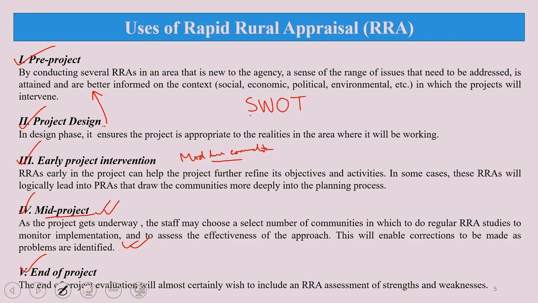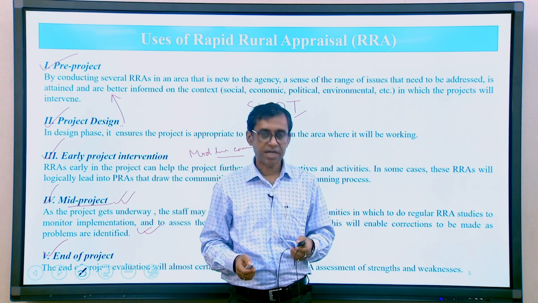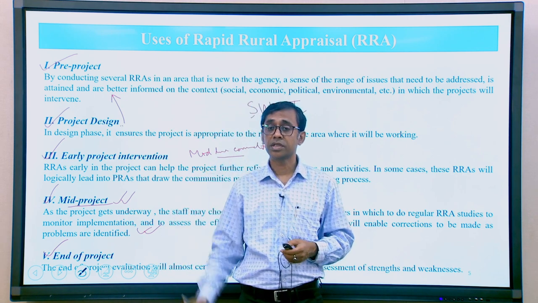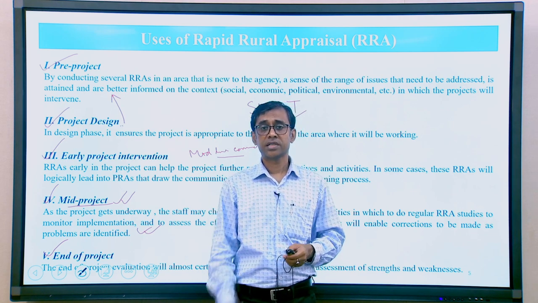So, strength, weakness, opportunity and threats. A SWOT analysis of your project completions will give you an idea of how this particular project has been carried out, or what kinds of weaknesses are still there that can be addressed in future. So, this is how RRA takes place.